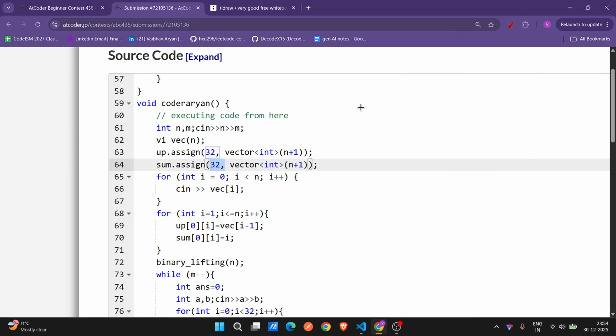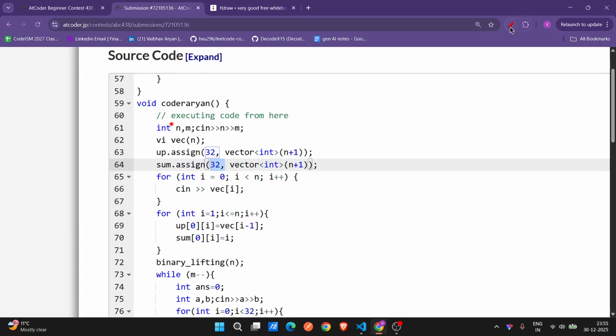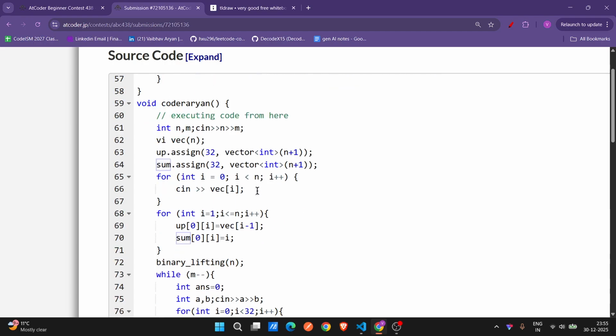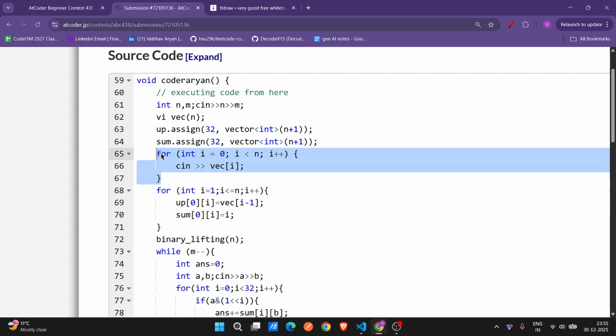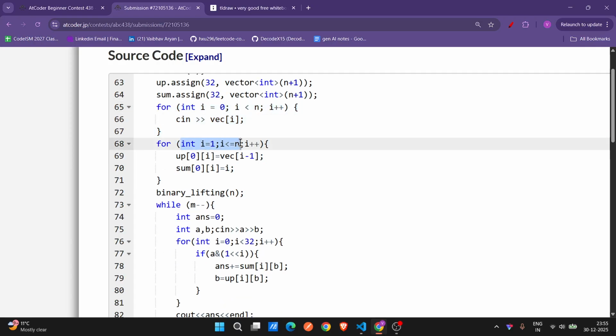So it simply means when my jth node does 2 to the power i jumps, what's my value, what sum will I get? I will keep track of both values. So you can see I have up, meaning when I'm doing the jump from here to here, where I will go, and what sum I will achieve. Both I will keep track of. So you can simply see what sum I will get, what values I'm getting. So for n equals 1, i equals n, i plus plus.